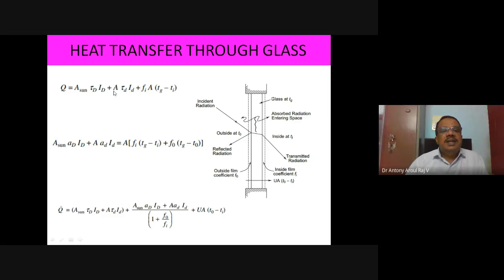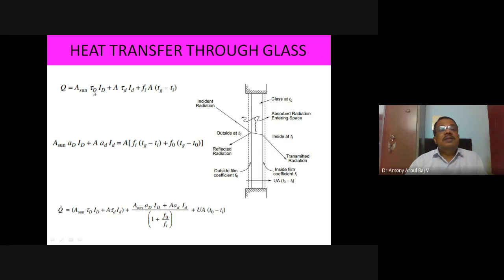But the amount of radiation transmitted is split into two. One is the direct radiation, so accordingly I have a transmissivity for direct radiation. What is the meaning? I told you that sometimes you see the rays of the sunlight directly entering into the room, you can see that yourself. So you have a separate transmissivity for the direct radiation.